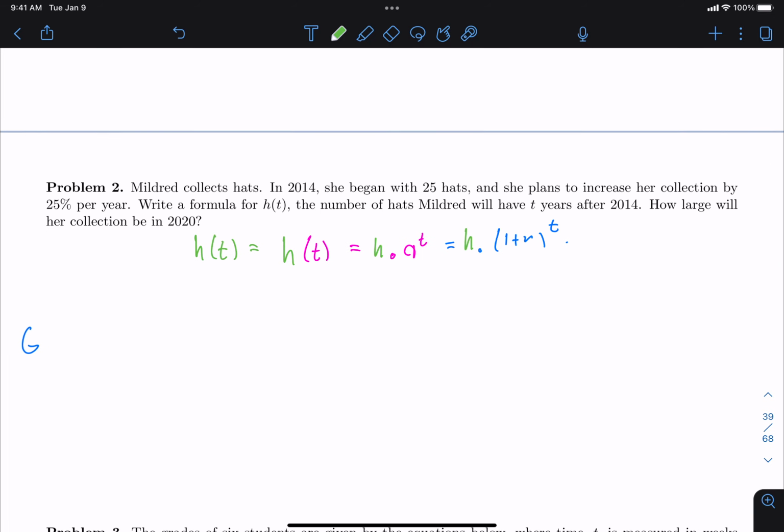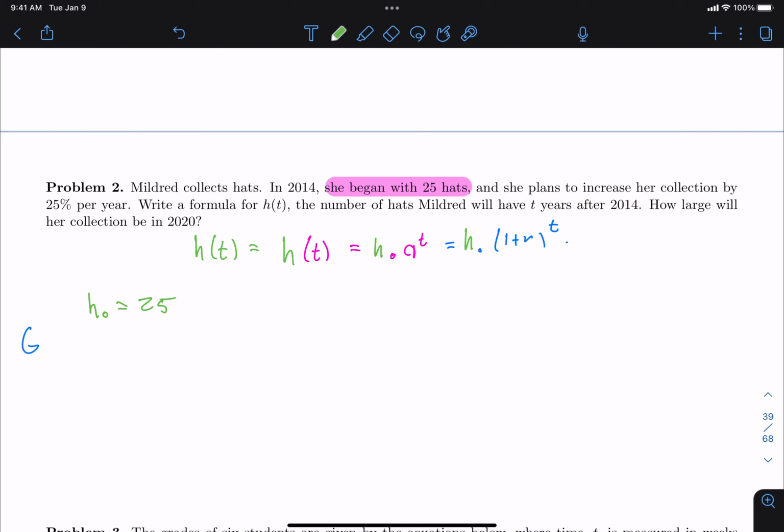Now what does H naught represent? That's the initial amount of hats, which we can see in the problem: she began with 25 hats. So H naught is 25. Now comes the tricky part. We increase the collection by 25% per year.